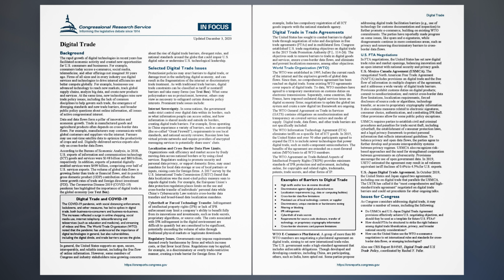Issues for Congress. As Congress considers addressing digital trade, it may consider a number of issues, including the following. Do USMCA and U.S.-Japan Digital Trade Agreement provisions effectively achieve U.S. negotiating objectives, and should they be used as a template for future U.S. FTAs? How should FTAs be structured to strike the right balance among digital trade liberalization, privacy, and broader national security considerations? How can the United States use the WTO e-commerce negotiations to set international rules and standards for cross-border data flows, or emerging technologies?